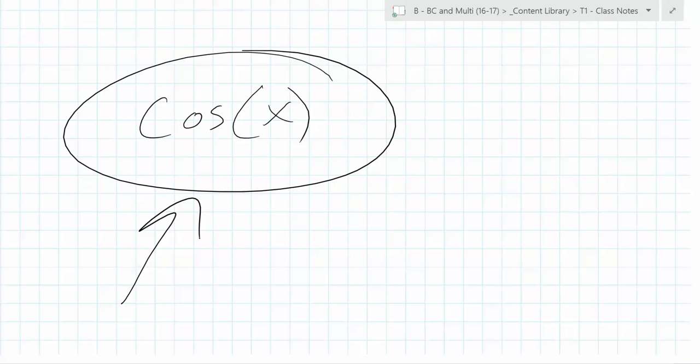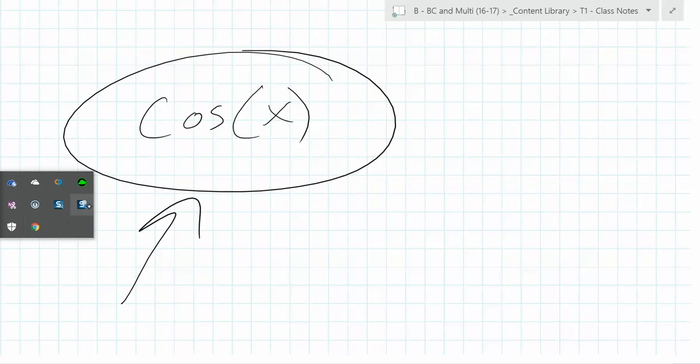What's on the wall of the Math Resource Center right outside? E to the pi i plus 1 is equal to 0. You're going to learn how to turn that into an infinite series. And guess what happens when you plug in pi i? It turns into negative 1. Super cool. It's totally true. And it blows my mind every single time. It's the coolest thing in all of math. It really is. I know it's all subjective, but it is. I'm right.